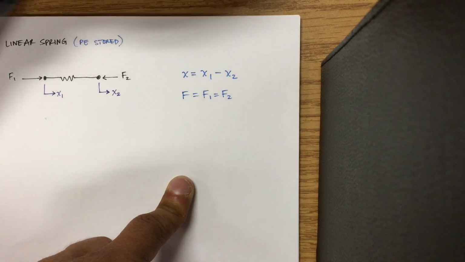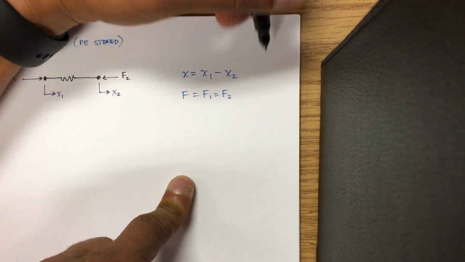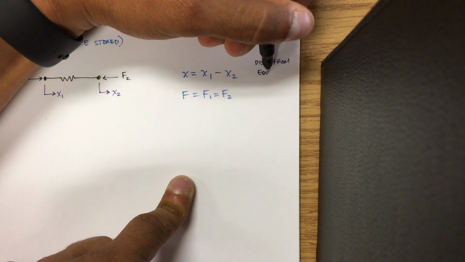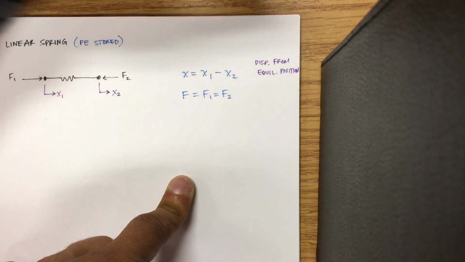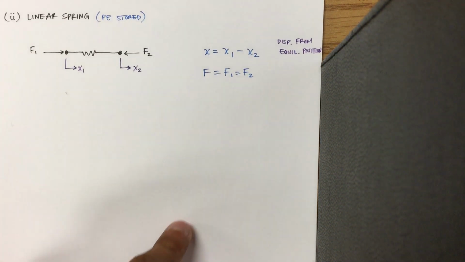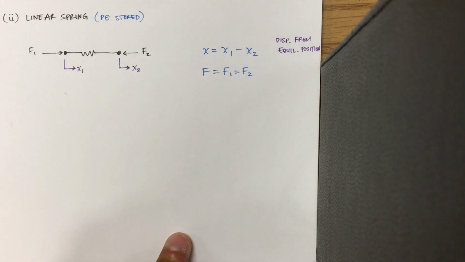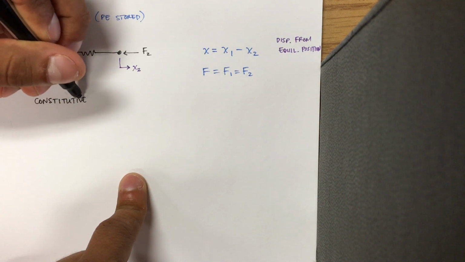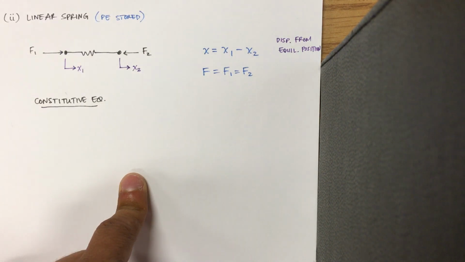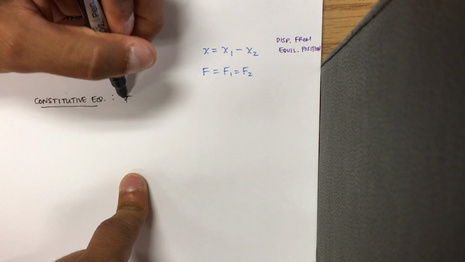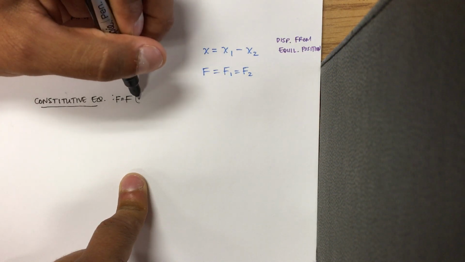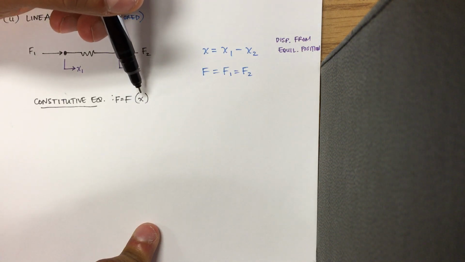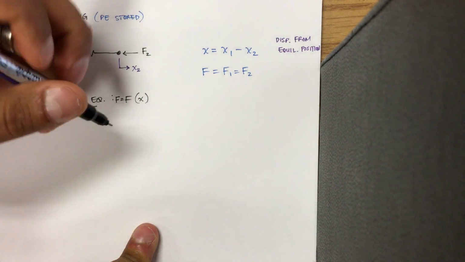So let me make a note of that. Displacement from equilibrium position. Okay. So in the same way that we did for the damper, let's write the constitutive equation. For F, we should write F equal to F of x. So for our linear spring here, we can characterize the force to be a function of x, the displacement of the spring. So let's draw that relationship.